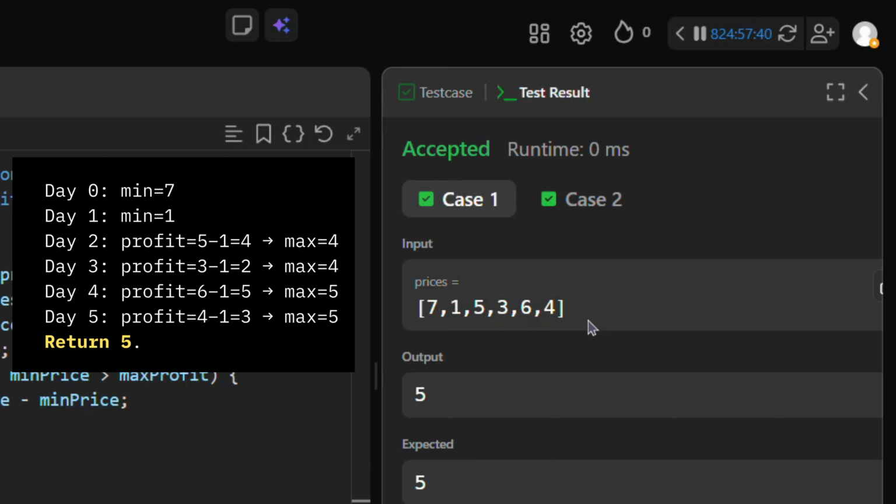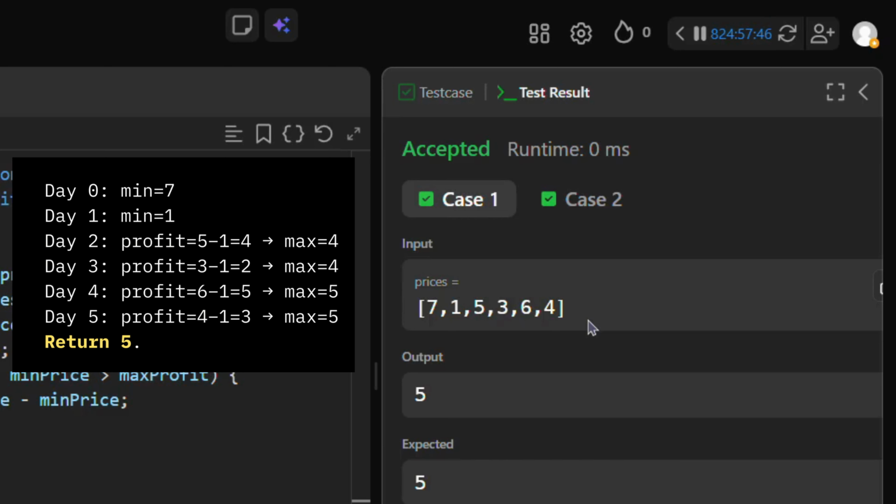Day 2, price is 5. Now profit would be 5 minus 1, which is 4. 4 is greater than 0, so maxProfit becomes 4. Day 3, price is 3. Profit would be 3 minus 1, which is 2. That's not greater than 4, so maxProfit stays 4. Day 4, price is 6. Profit would be 6 minus 1, which is 5. 5 is greater than 4, so maxProfit becomes 5.